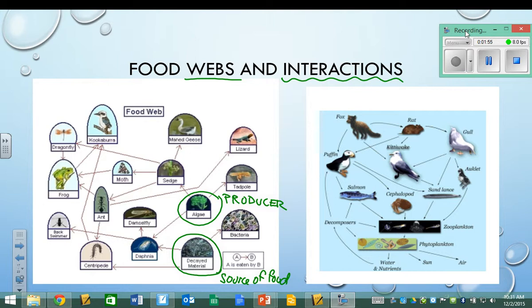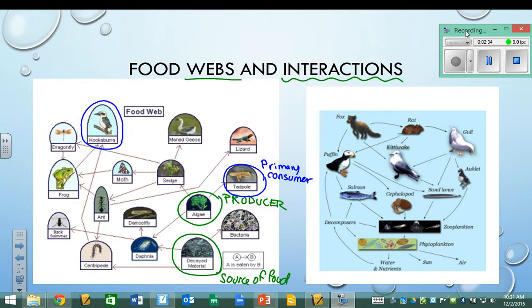The next thing that I would point out is that depending on what they're eating, organisms will be classified differently. So for example, this tadpole over here would be a primary consumer because it is eating the producer. It's very easy to classify that one because there's only one interaction for it. But now I'm going to point your attention over here to this one. It's a kookaburra, it's a bird.